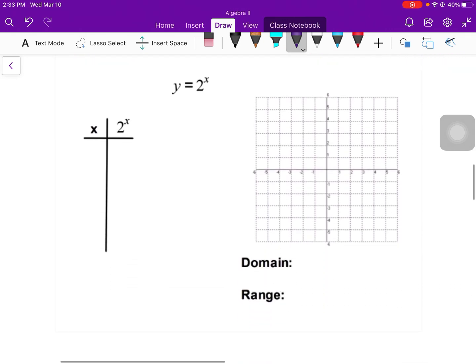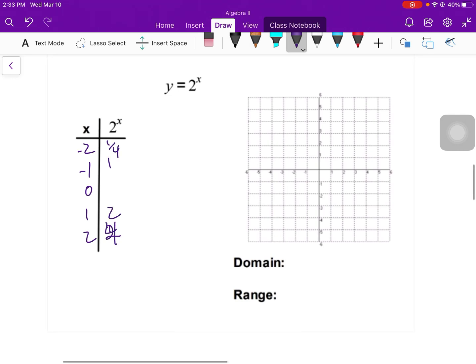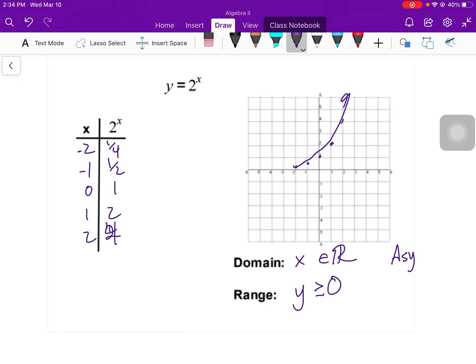So here, recall, from graphing exponential growth, my base is 2, so I'll put -2, -1, 0, 1, and 2. That's going to be 1/4, 1/2, 1, 2, and 4. Go over to the left 2 and up 1/4. Go over 1, 2, and 4. Looks something like this. Where my domain would be all real numbers, and my range is y is greater than or equal to 0. I have an asymptote.